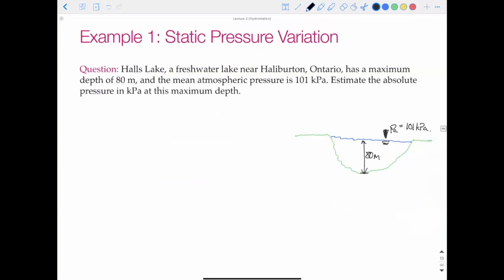Okay, so it's asking you to estimate the absolute pressure in kPa. We're going to assume for this problem, because we don't have any information, that temperature is constant.